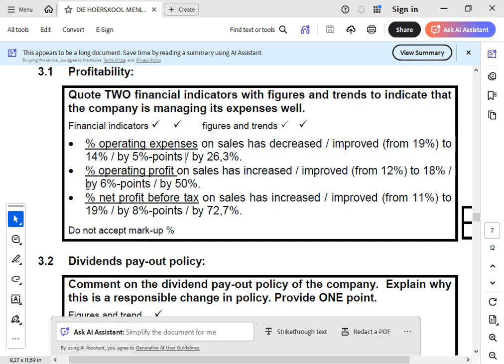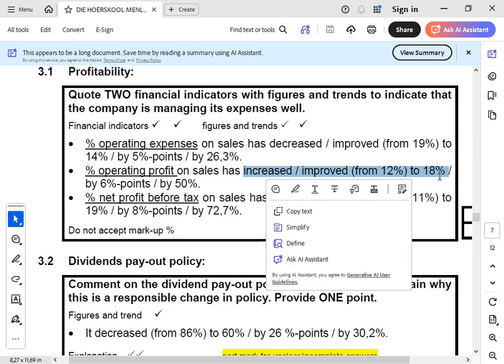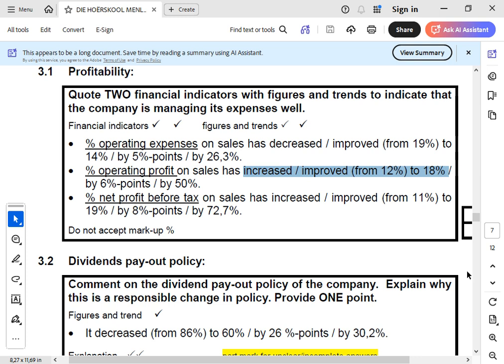So, same here. It has increased to 18%. There's your answer. Increased to 18. One tick. If you say by 6 percentage points, which more than half of you are going to forget, and you're just going to say by 6%, you're going to forget the word points. And why would you do a calculation to get the 50%? You get what I'm saying here?